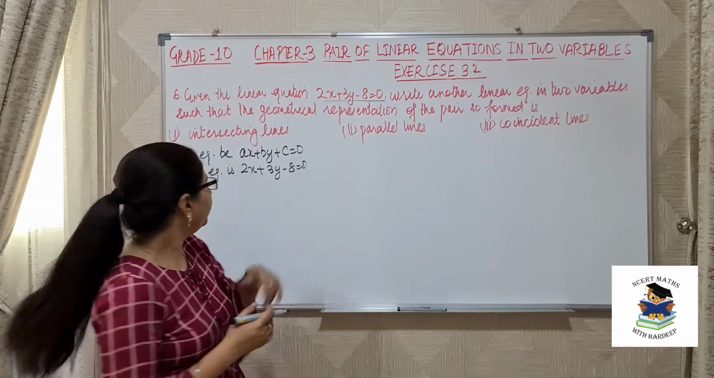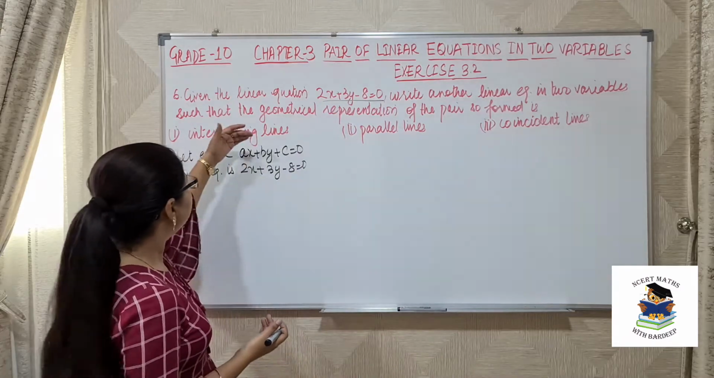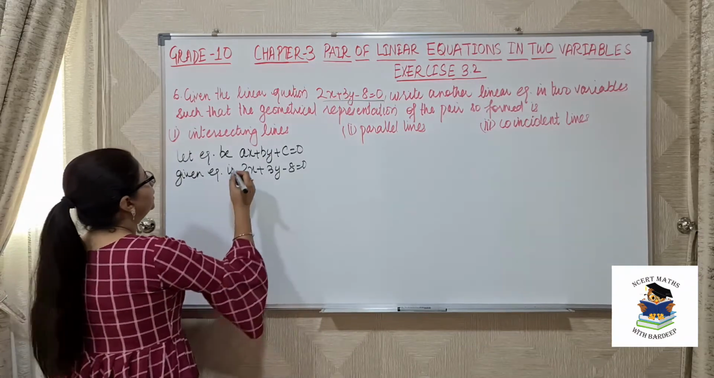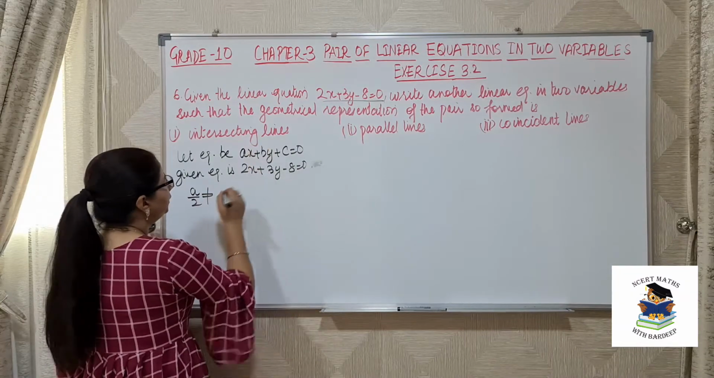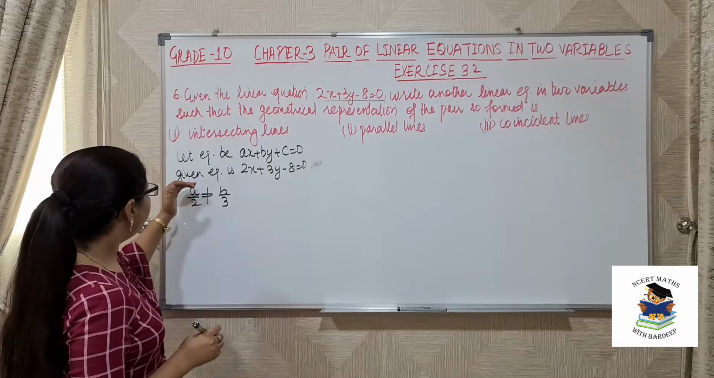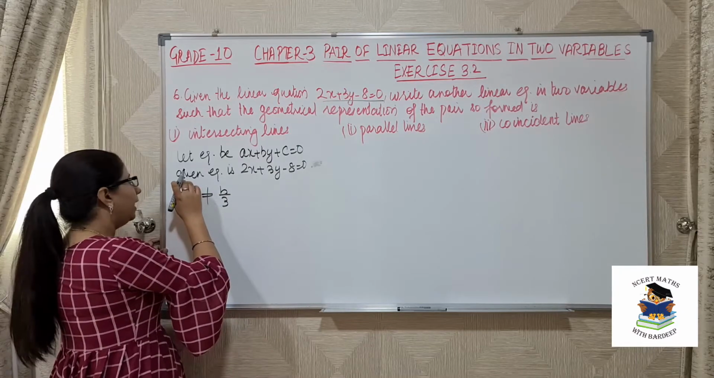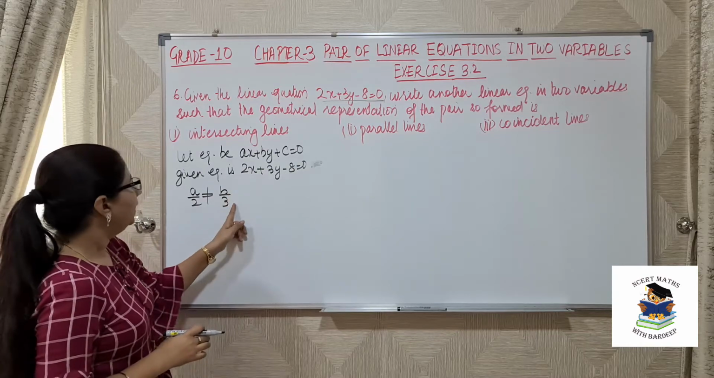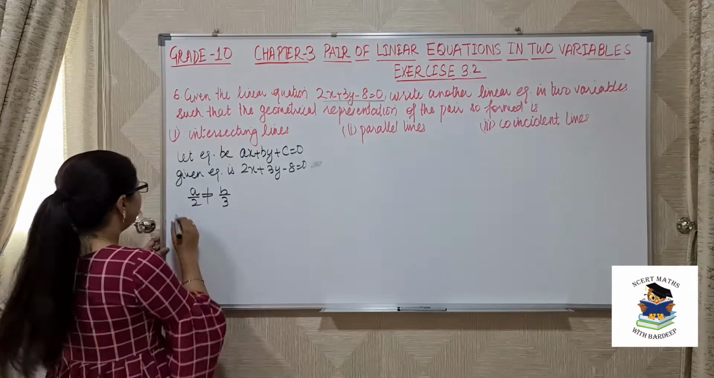And what is the condition for intersecting lines? It should have a unique solution, and for a unique solution, a1 by a2 should not be equal to b1 by b2. So a1 by a2, a over 2, should not be equal to b over 3. So we should take our a and b in such a way that the ratios are not equal. So I am taking a as 3, so that this fraction is 3 by 2, and b as 2, so that this will become 2 by 3. So these values will not be the same.